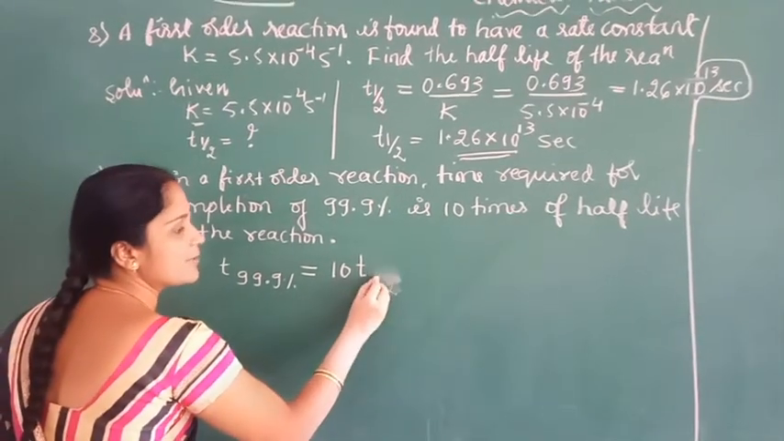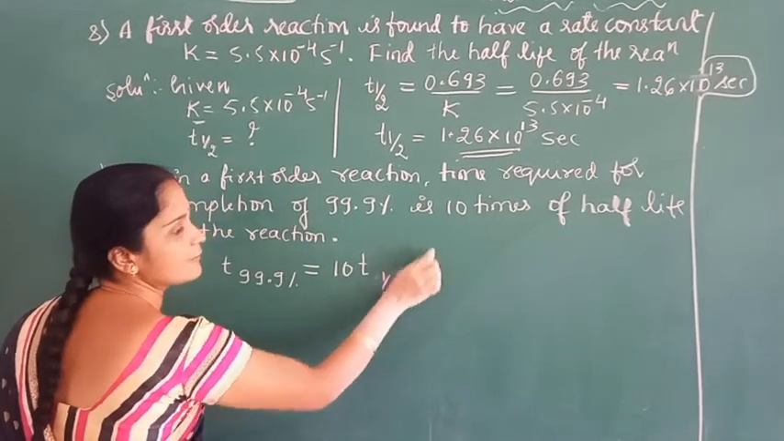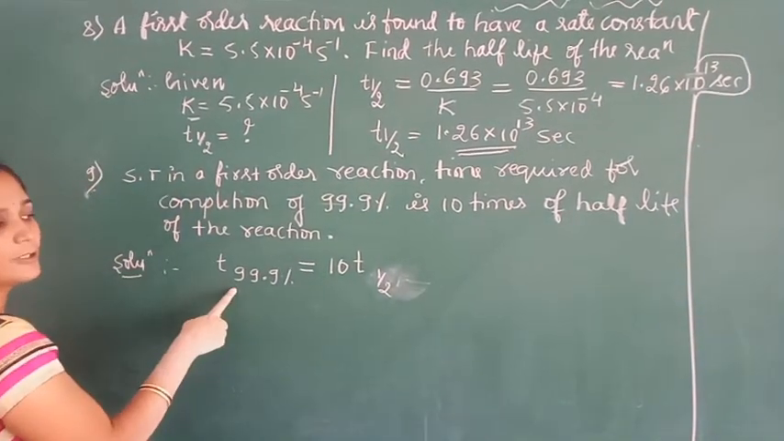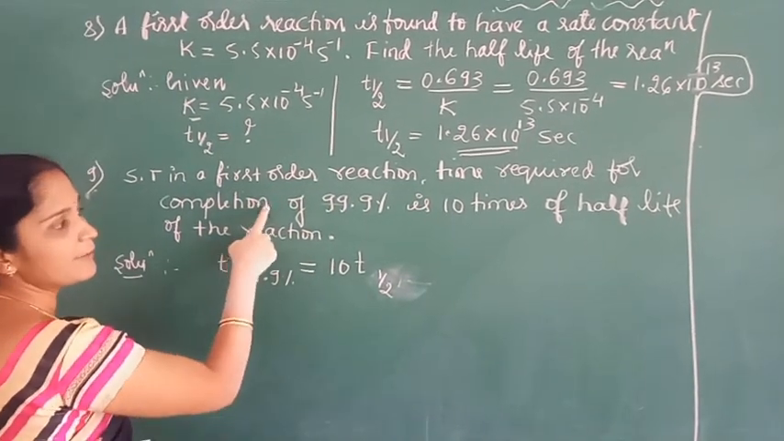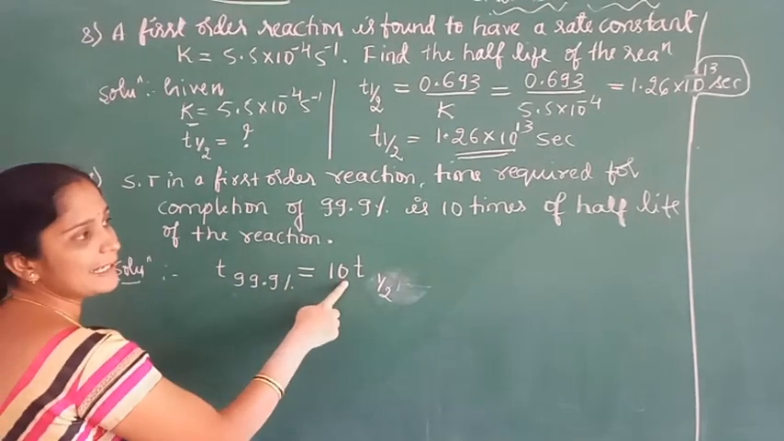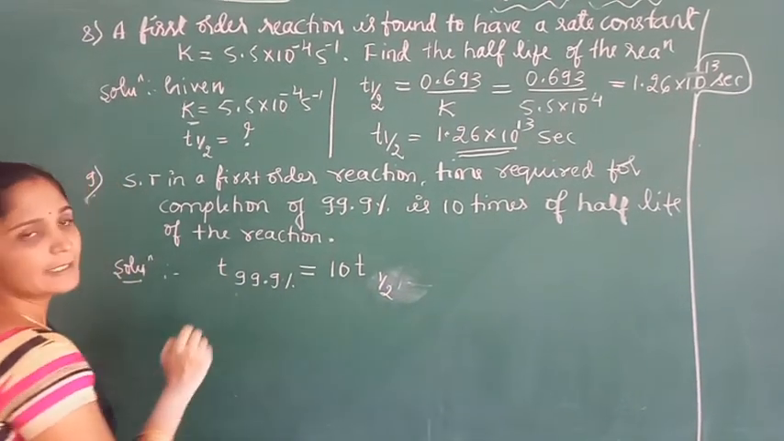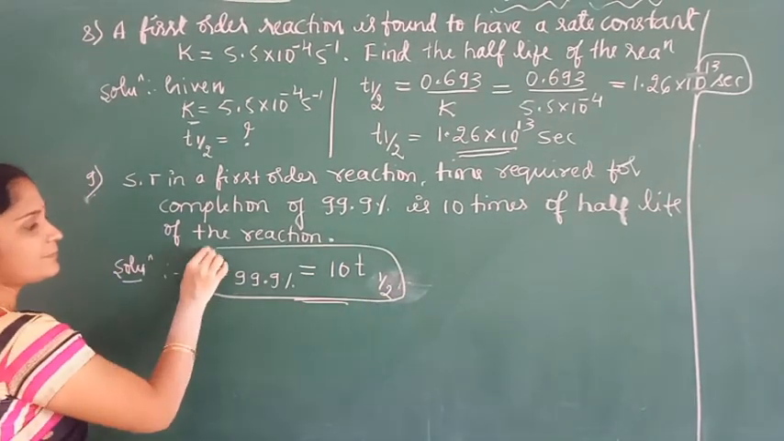Half-life can also be written as 50% or T half. So here we have to show that the time required for a first order reaction to complete 99.9% of the reaction is 10 times the half-life of the reaction. Here we have to prove this equation.